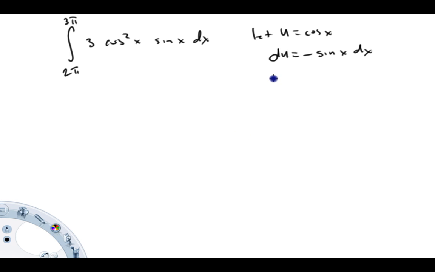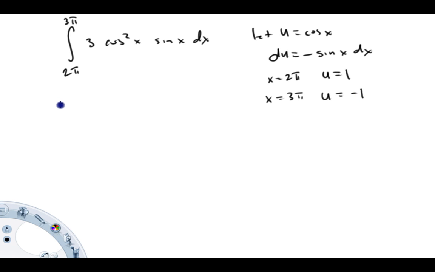We also have to do the limits. If x is equal to 2 pi, that's our bottom limit here, then u is equal to 1 because the cosine of 2 pi is 1. And if x is equal to 3 pi, that's our top limit, then u is going to equal the cosine of 3 pi, which is minus 1.